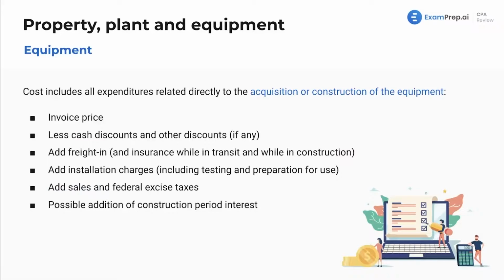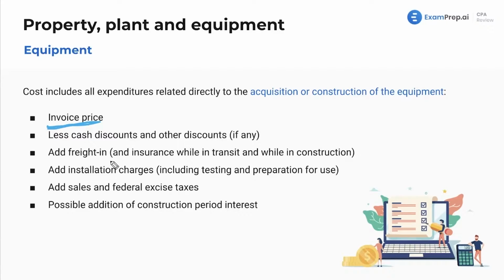Equipment. Well, equipment, these costs include all expenditures related directly to the acquisition or construction of the equipment. You see a theme here, right? Any costs necessary and specific to get it ready for its intended use. So this is the invoice price, right? Just the price. We always start with the initial price minus any cash discounts or any other discounts.